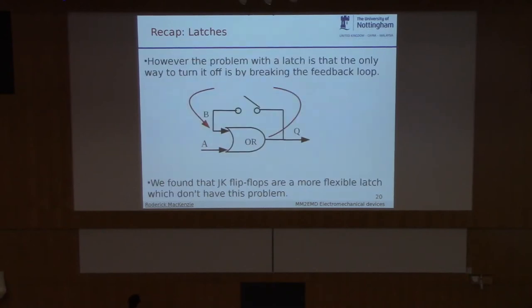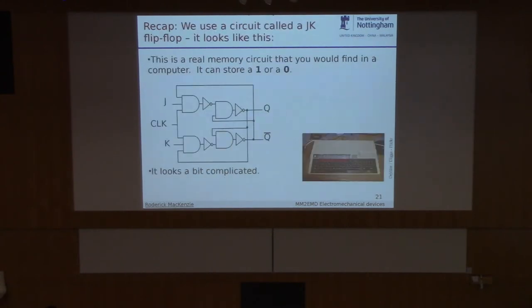And I said what we need to do really is to be able to store 1s or 0s, not just 1s. And the only way we can reset this circuit or tell it now to remember a 0 is to put a switch in the feedback loop. So kill the feedback, and then there's no longer a 1 going round in this circle, and the output will be set to a 0.